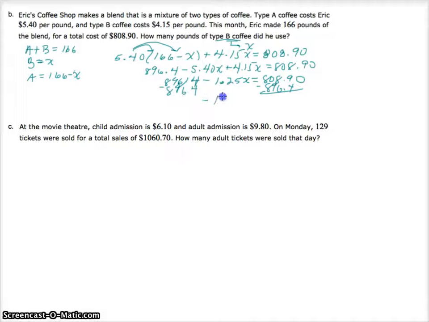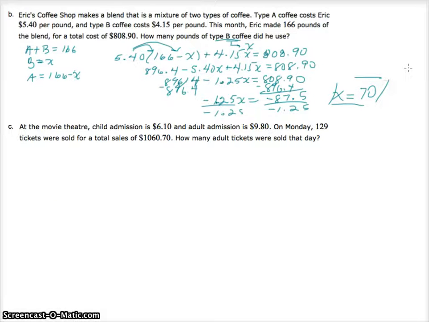So I end up with negative 0.35x equals, and then I have to do the subtraction, 808.90 minus 747. I get 61.9, and don't panic because over here it's negative 0.35x. So I'm going to divide out the negative, and X is 70 pounds of coffee for brand B.